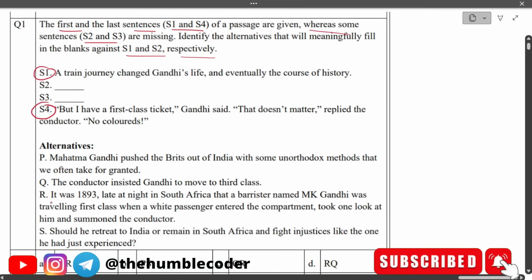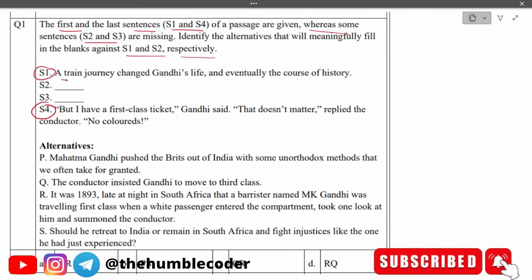Out of the four options, we have to select which one will come in S2 and which one will come in S3. First let's read the statements which are already given, and then we will analyze what will come in S2 and S3. A train journey changed Gandhi's life and eventually the course of history. Then we have sentence 2 and sentence 3, and the final sentence is: But I have a first class ticket, Gandhi said. That doesn't matter, replied the conductor, no coloreds.